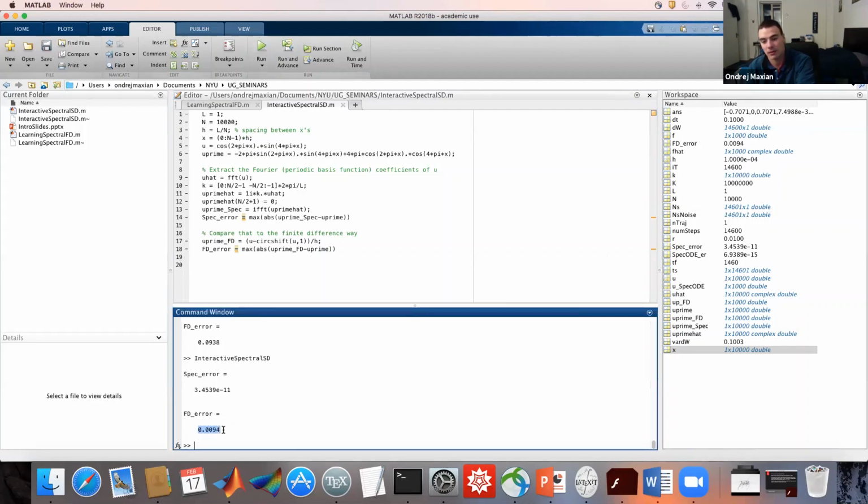That's pretty small. But with the spectral method, all we needed was 8 modes and we were able to get the derivative. And with the finite difference method, we need thousands of points. So I'm going to stop here.